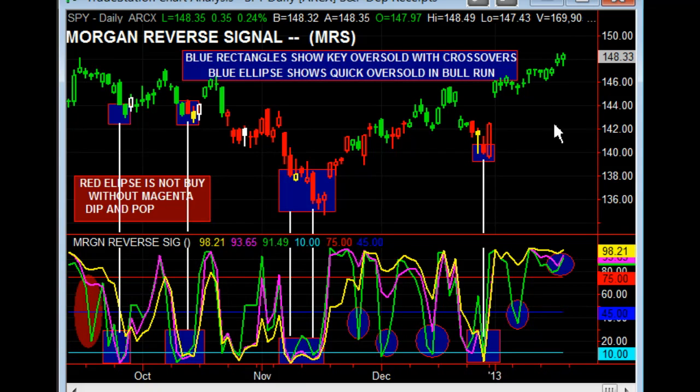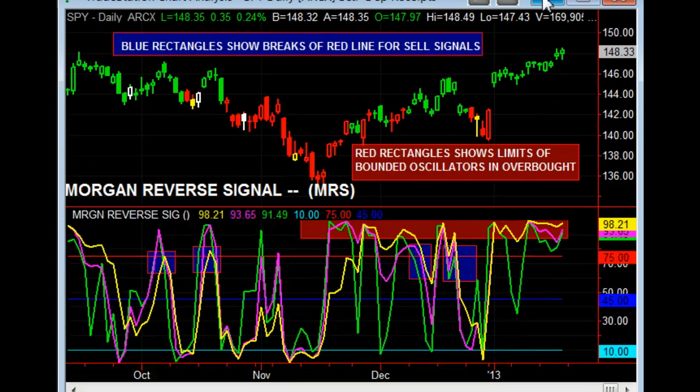So that's typically what to look for in the Morgan Reverse Signal, and I tend to look for it more on the downside, simply because it's a little bit more effective. And when we get to the overbought, this is where the extreme histogram becomes your friend, and you definitely want to utilize the extreme histogram when you're in those peak areas.